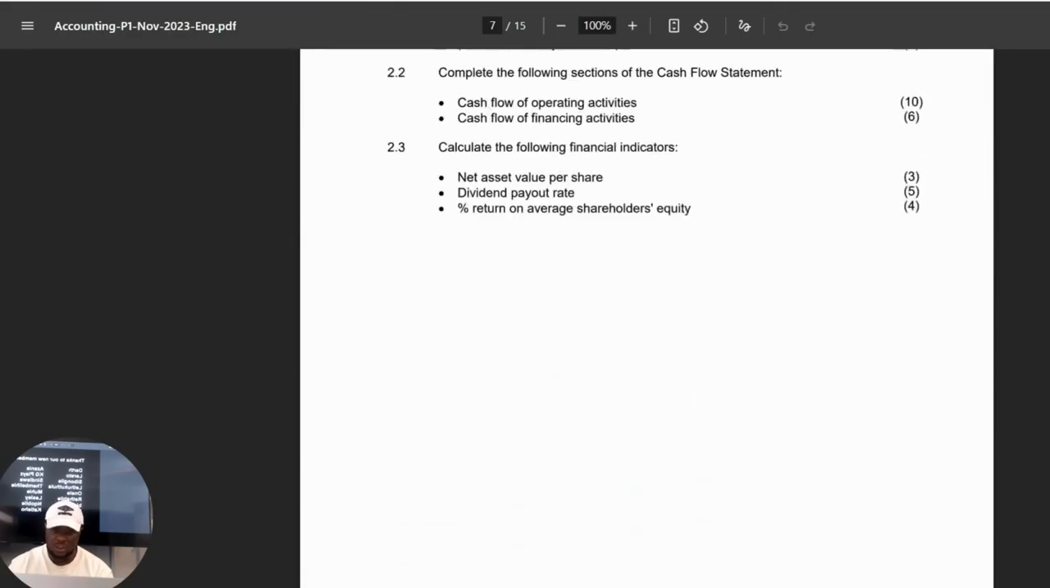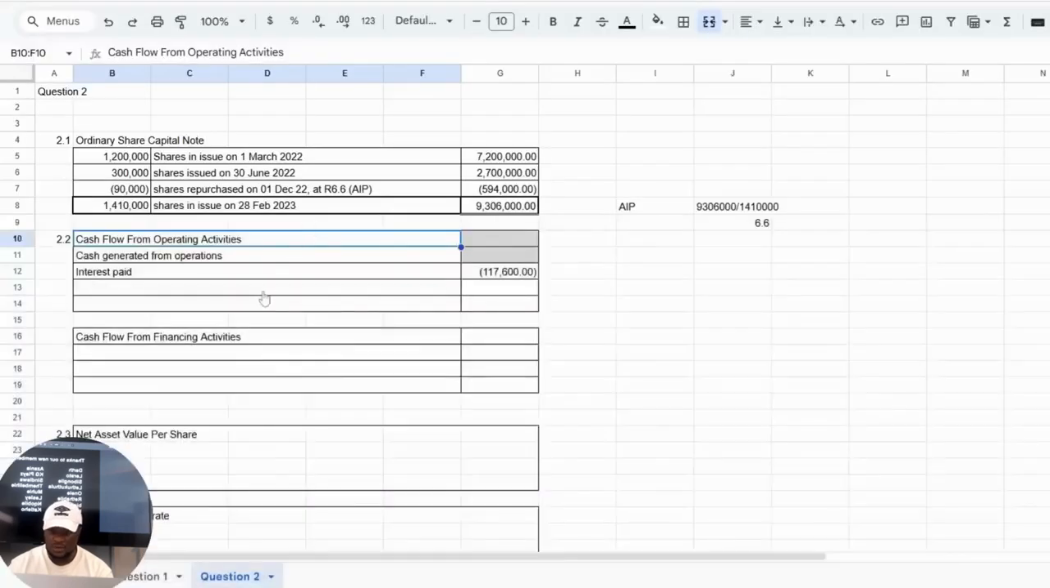Now, the next question, as you can see here, it asks for cash flows from operating activities and then cash flows from investing activities. All right, so let's start with the operating activities. Well, the cash generated from operations is already shaded, and our total for operating activities is shaded. We're given the interest paid, and then we need to do the rest. So we're going to start with SARS income tax, or not SARS income tax, but tax paid. So we're just going to say tax paid.